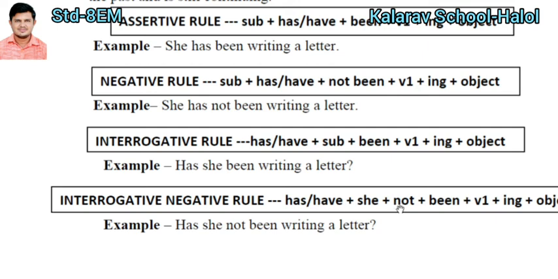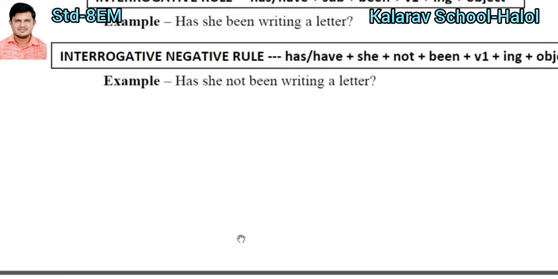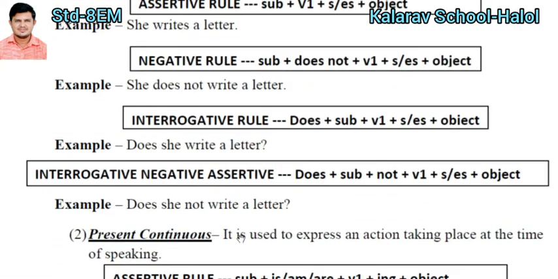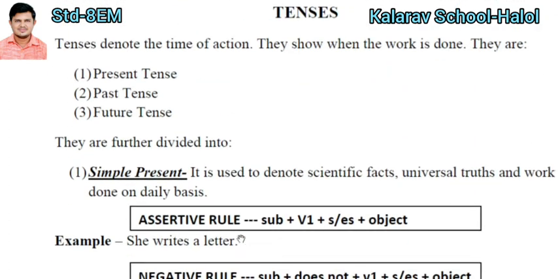Just the word not is added. Has, have same, subject same, been, but in front of been you have to use not. Not been plus main verb with ing, then after that the object. Has she not been writing a letter? So friends, this is about the present tense. I hope you can understand whatever explanations are there related to the present tense.